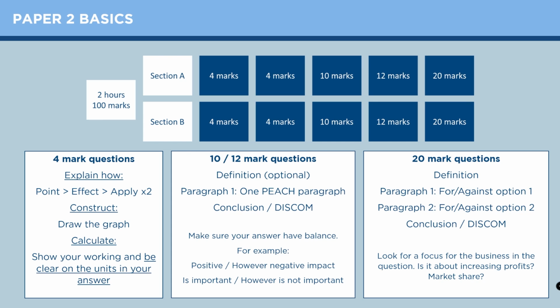The only other thing to watch out for on a 20 marker is there's quite often, not always, but quite often a focus for the business in the question. So it could be that the business's objective is to increase market share, to increase profits. You've got to link your points back to that. So well worth having a look at previous paper 2 20 markers to get an idea of what that is. And bearing in mind that theme 2 and 3 does have quite a lot of a focus on profits, you might see that that's the one that you get, like an impact on profit.